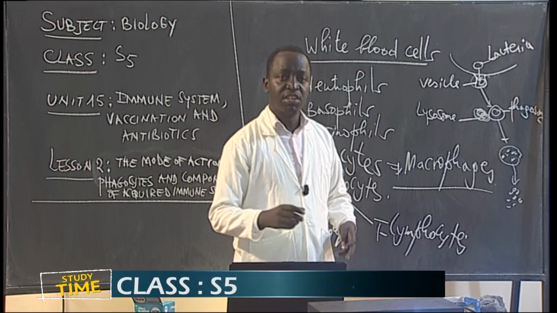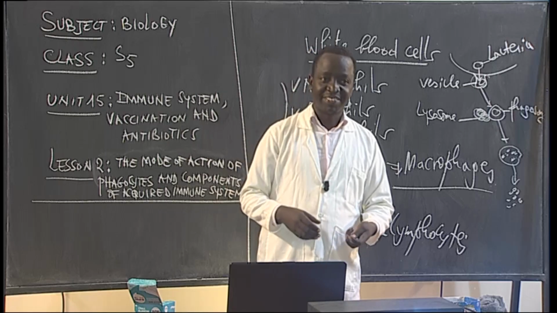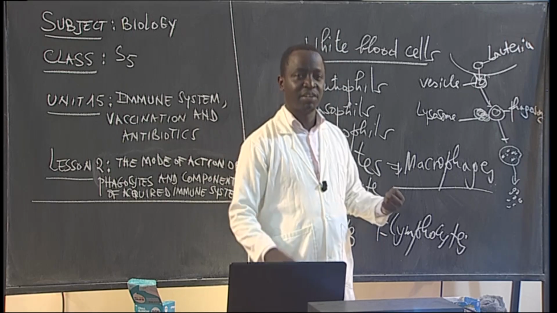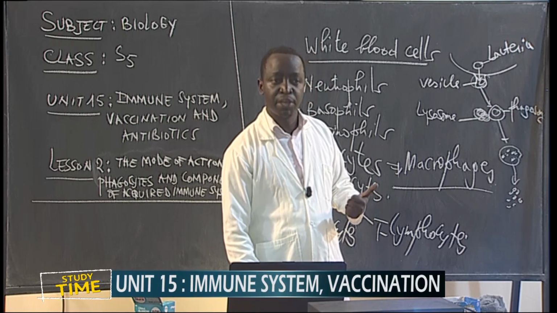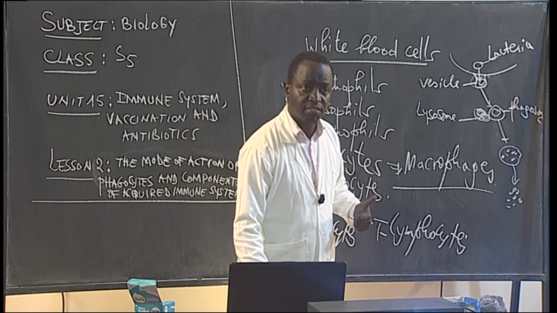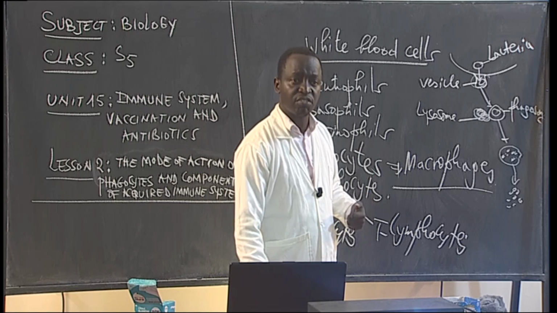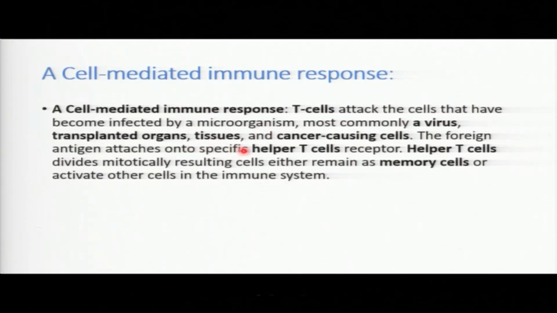Cell-mediated immune response consists of T lymphocytes that produce T killer cells and T helper cells. T cells attack the cells that have become infected by microorganisms, mostly viruses, transplanted organs and tissues, and cancer-causing cells. The foreign antigen is attached to a specific helper T cell receptor. Helper T cells divide mitotically, resulting in memory cells, and this activates other cells of the immune system.